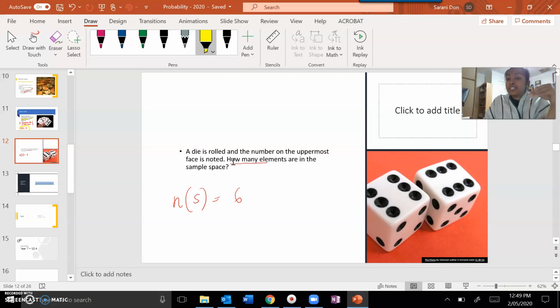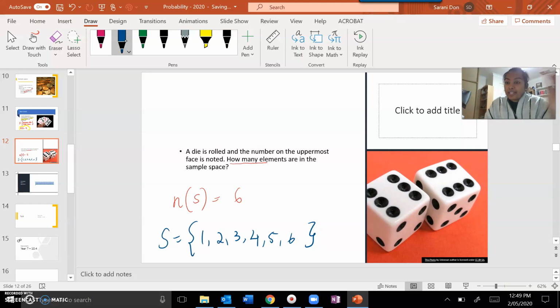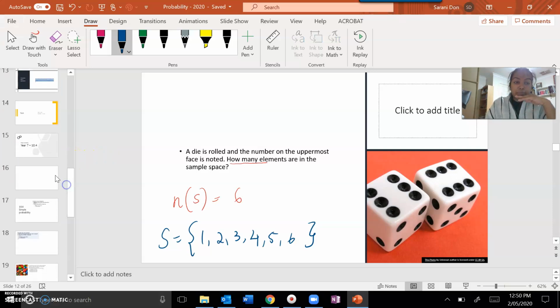If they ask you to list the sample space, you write it like this, and put the commas in between. So that's how, just to make sure you know the difference between the two. All right, so we're going to move on.